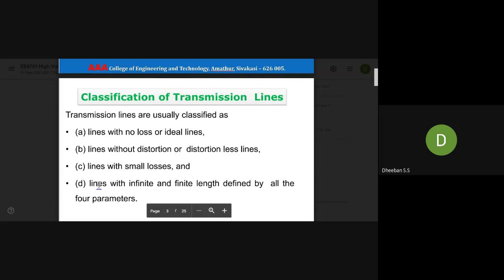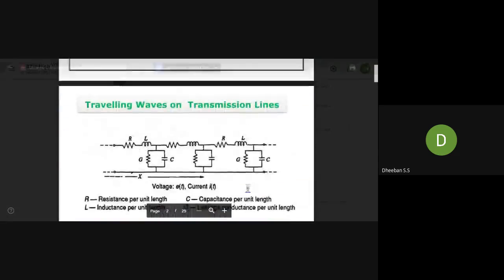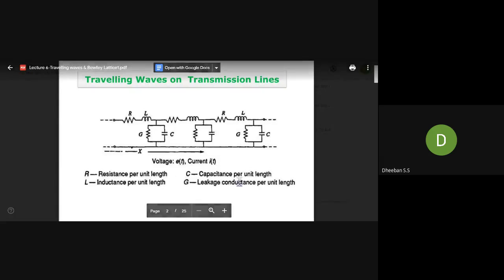The next classification is based upon the length: lines with infinite and finite length. Everything on that will be based upon the four parameters. So what are those four parameters? Resistance, capacitance, inductance, and conductance.